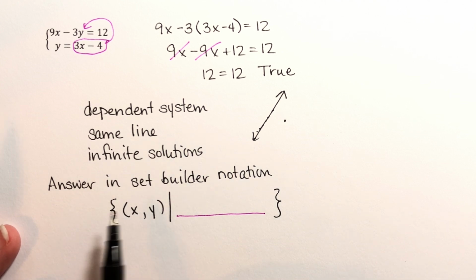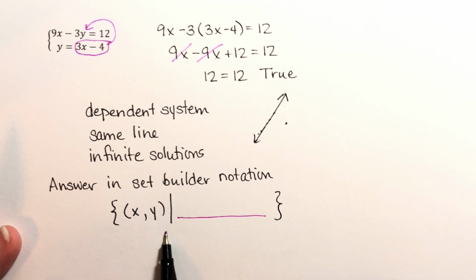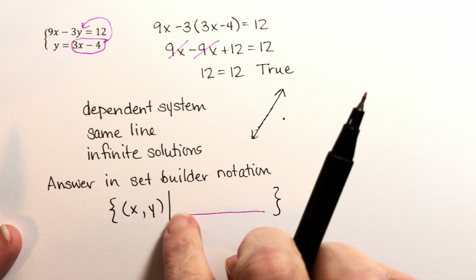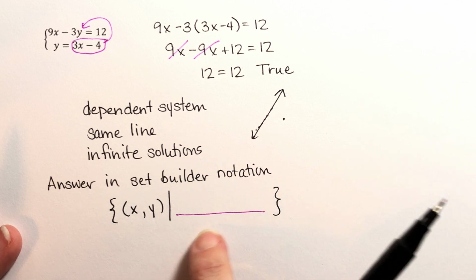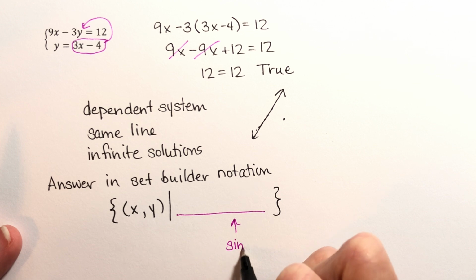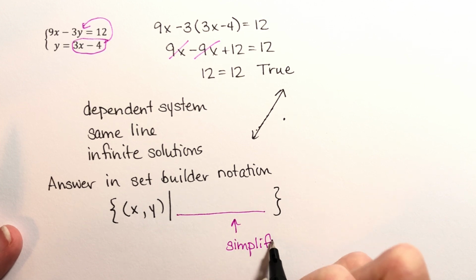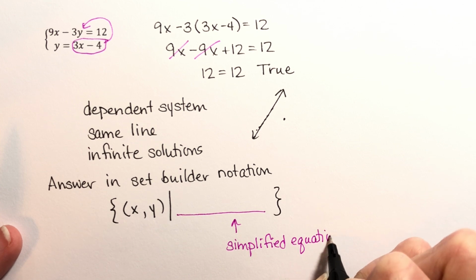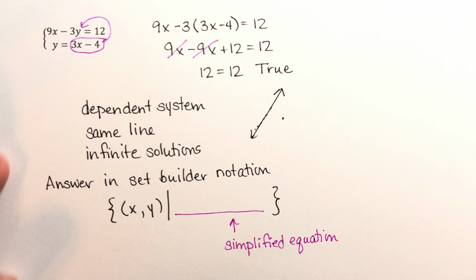This is read as the set of all xy, or the set of all ordered pairs, such that this is sort of like a condition. Every ordered pair as long as whatever I put right here. Now, what do you put right here? You want to put a simplified equation right there.